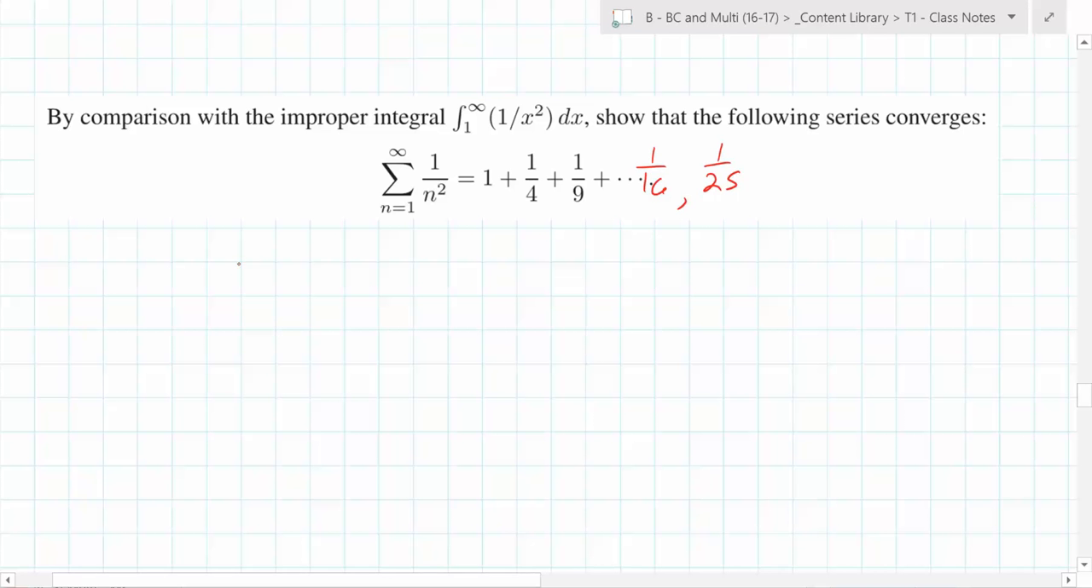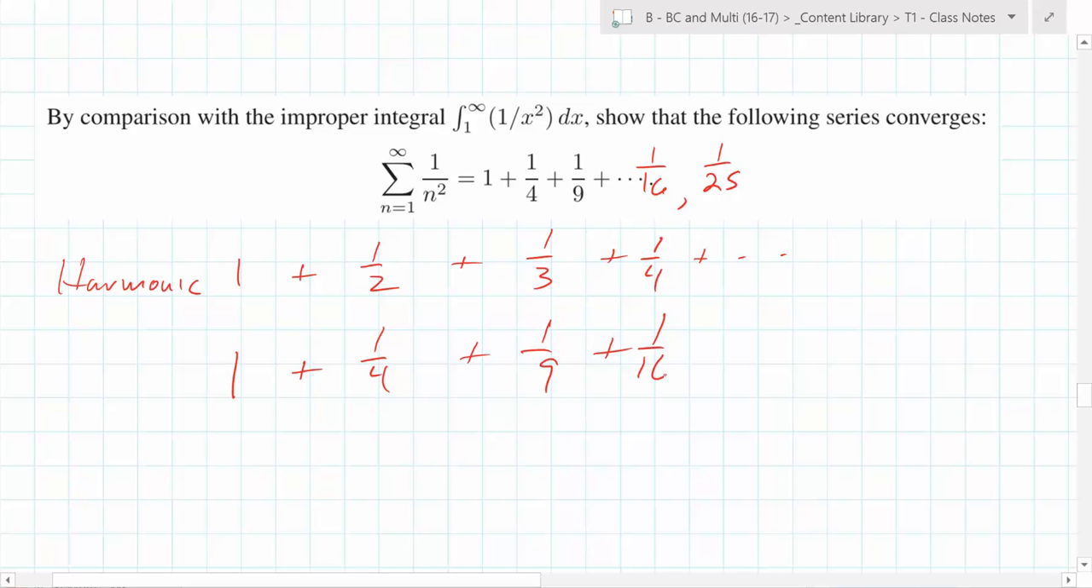What was the harmonic series? It was this, right? Here's the harmonic. And what's this one? 1 plus a fourth plus a ninth plus 1/16th, right? I'm writing it out in proper mathematical language: the sum of n from 1 to infinity of 1 over n squared. We know that's going to be less than the sum from n equals 1 to infinity of 1 over n.